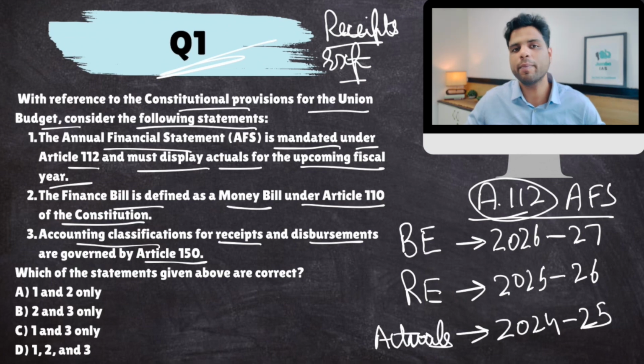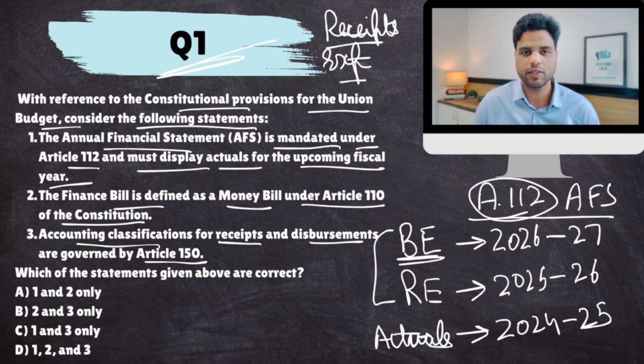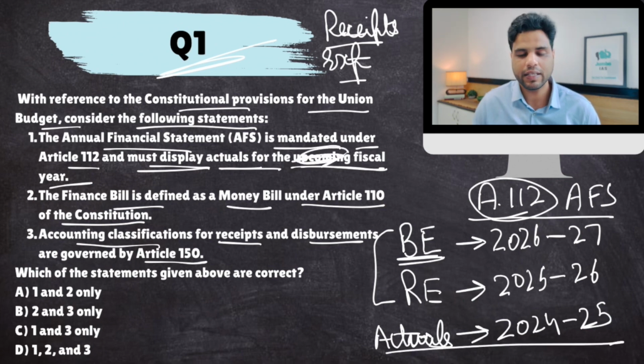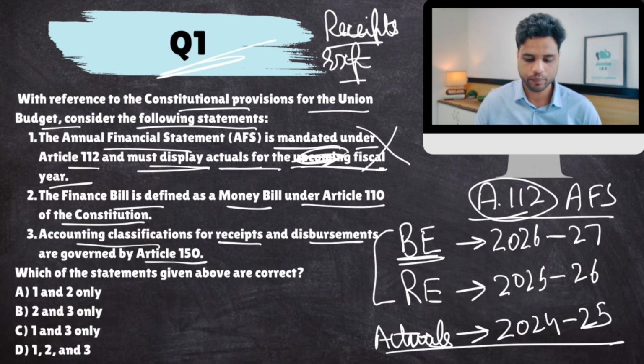Okay. The actual money that the government got. So these are just estimates. Clear? Now, it must display actuals for the previous fiscal year, 24-25, not the upcoming one. So this statement is false.